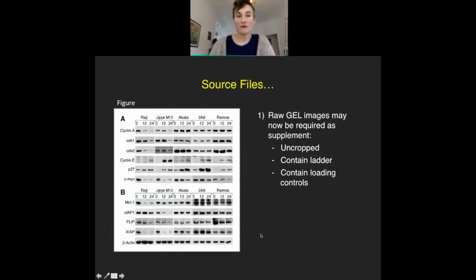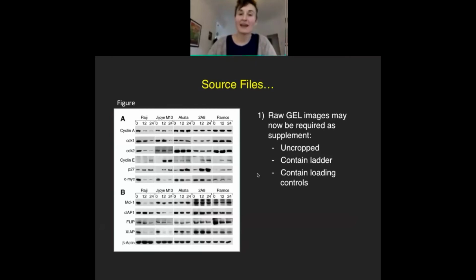This is a figure from a paper, very typical. This could be a Western blot panel, or it could be gel bands. If you submit this nowadays, it is not going to be enough. The journal will ask you for the raw data files, the source files, of each of these cropped gel pictures. They will ask you to provide the uncropped raw images that contain the ladder. They want to have the ladder labeled and to contain the loading controls.